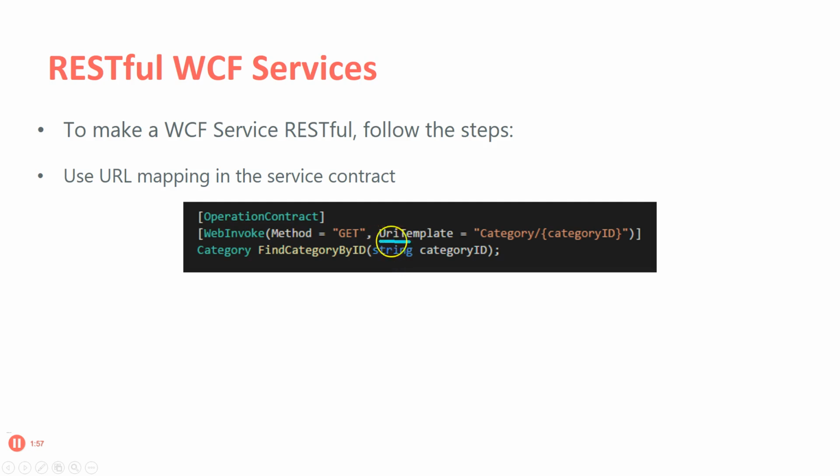And here I can set UriTemplate, which will be category/{categoryID}. Now, in this example, categoryID will be actually mapped here, and that's how you can receive your parameters inside your code from the request. Each service must be registered in web.config.